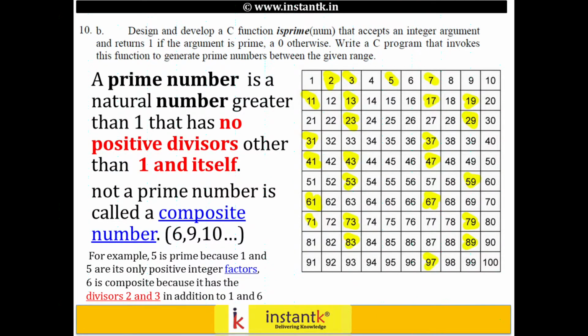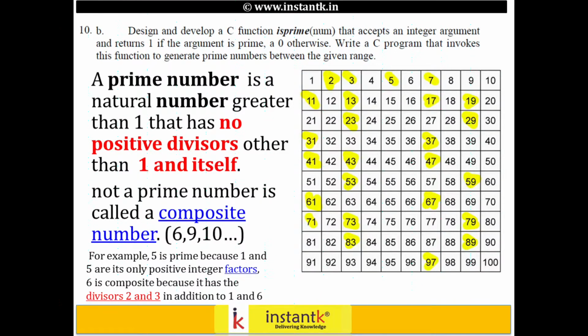Whatever is not a prime number is called a composite number. For example 6, 2 is a divisor. Let's say 9, 3 is a divisor. 10, there are 2 of them: 1, 2, 5 are the divisors. So 5 is a prime number because 1 and 5 are the only positive integer factors. 6 is a composite because it has divisors both 2 and 3, in addition to 1 and 6.